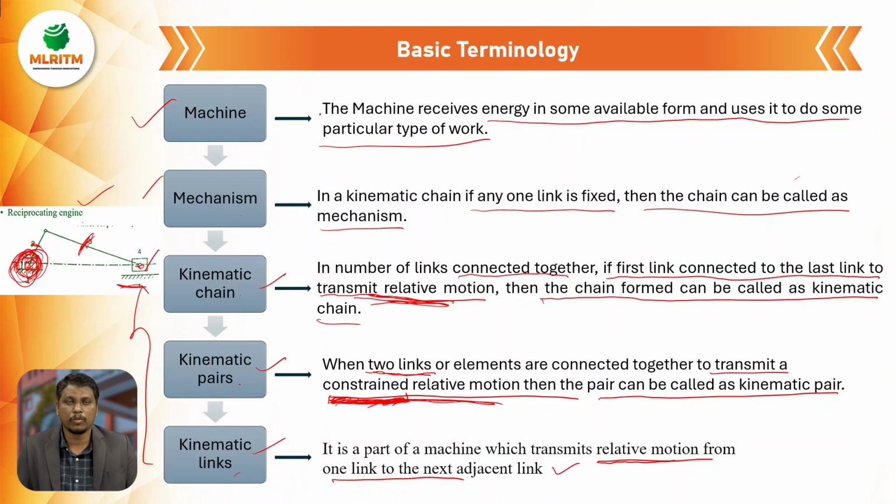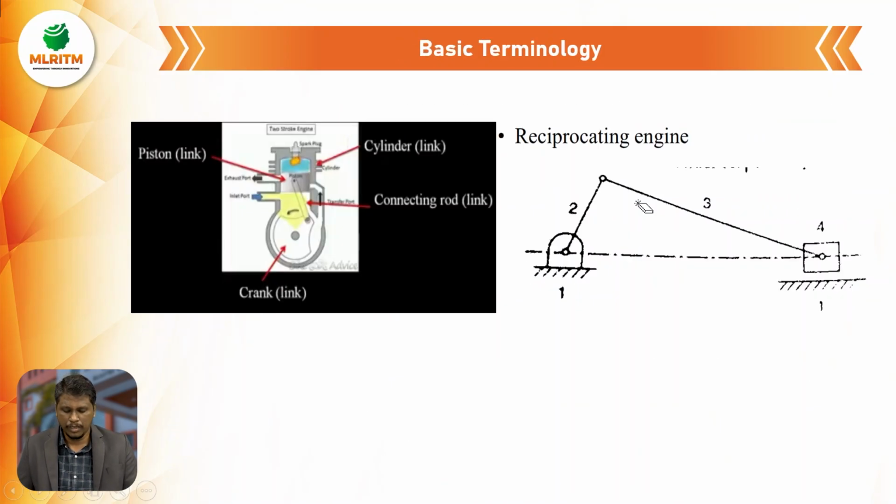And we already know what a machine is. So you can see the same example now. One is the fixed link, this is the slider, and this is a crank, this is the connecting rod.